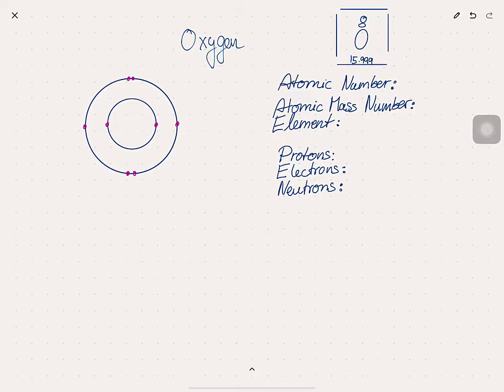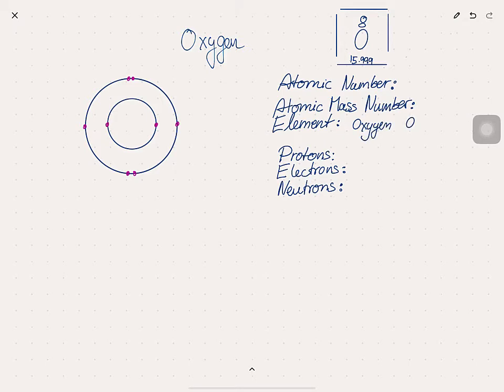Hello, today we are learning how to read the periodic table of the elements. So on this board I already drew the information for oxygen. We all know oxygen, this is the part of the air that we breathe. And oxygen has the symbol O, so the element here is oxygen, and the symbol is the O.